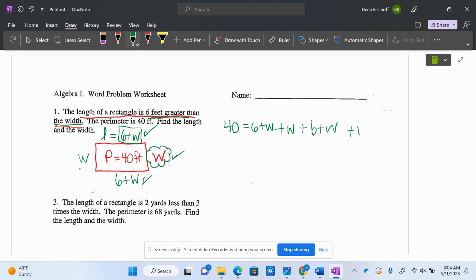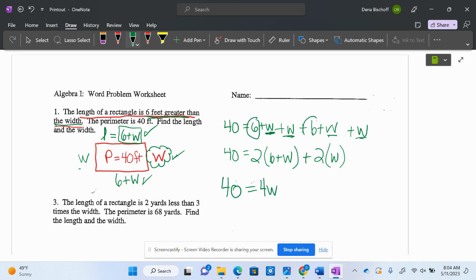Yeah, plus W. Another way you could have written it is you could have said 2 times 6 plus W, right? Plus 2 times W. Either way, you're going to get the same answer. So let's look at that. How many W's do I have? 1, 2, 3, 4 W, and 6 plus 6 is 12. So that's my equation. Now what do I do?